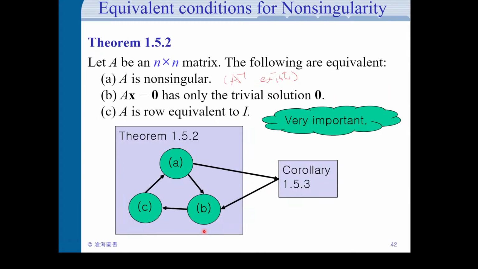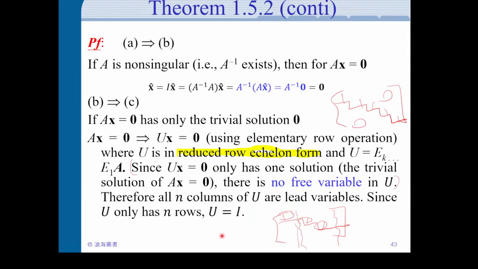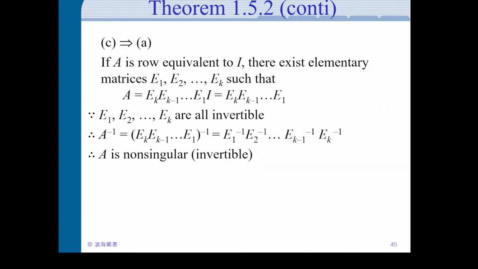The reduced row echelon form must equal identity, but we know this U is equivalent to A, and so we know identity is equivalent to A. Okay, so we prove B to C. This is a quite complicated proof. Any question? And if not, then we go back to the proof of C implies A.